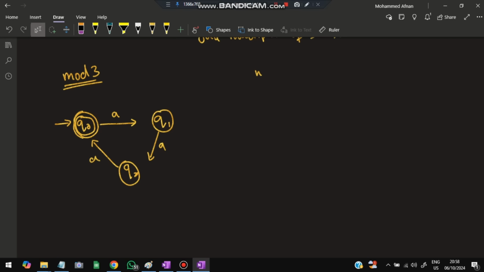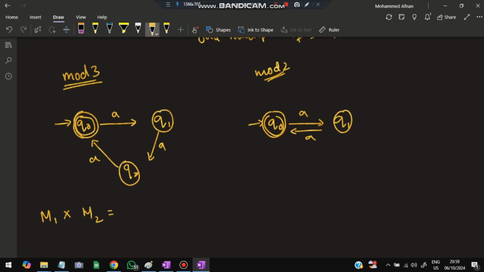And for mod 2, there will be just two states here. Q0 is the final and accepting state, and this is the remainder 1 state. Via A here, and from here A will come. Now, after you have made the mod 3 and the mod 2 diagrams, you have to take the merging of them. If this is M1 and this is M2, I have to do M1 cross M2. If I do M1 cross M2, I'll be obtaining the following states.